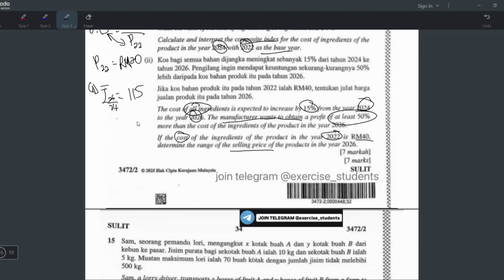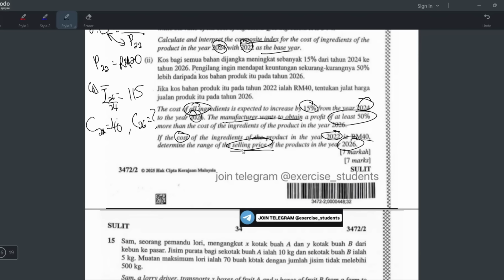Okay. All right. Usually I will use the P symbol for RM, for price, right? But this time I'll use the C, so that I'm not confused. So I use C for the cost and I use P for the selling price. So the cost for 2022 is 40, right? So C22 is 40. But you can actually find the cost, because they are trying to find selling price in 2026, right? So you find out the cost for 26 first. After you find that, then only you think about how to find selling price. Macam tu.